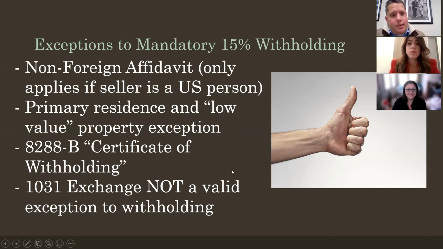The third one is the 8288-B certificate of withholding. I don't want to get into too many details, but basically, the default rule is you have a 15% withholding that must be sent to the IRS if it's a foreign seller. There is an exception to this. You can ask the IRS for permission to have that lowered or eliminated, and that can be based on the fact that the seller is going to recognize a loss. They're actually not going to owe tax, right?